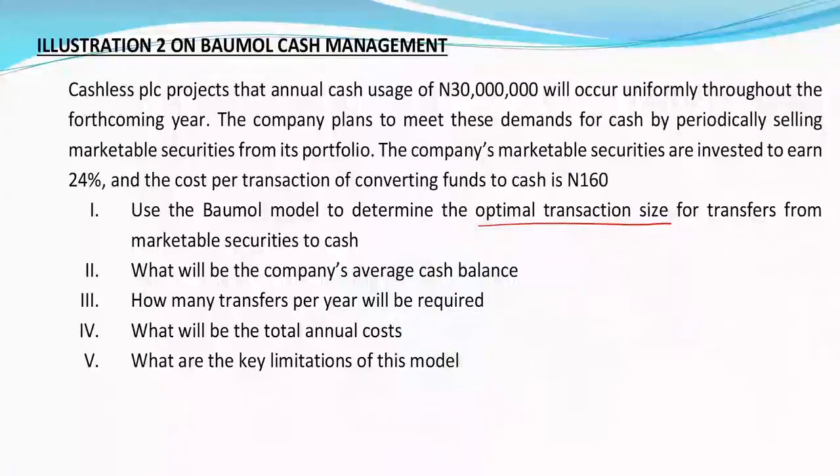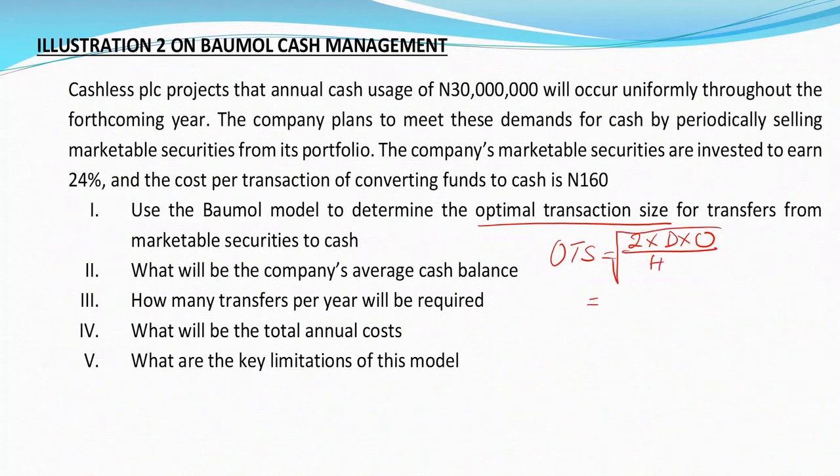This question should be able to help us. Examiner says, using the Baumol model, determine the optimal transaction size for transfers. Now, optimal transaction size in Baumol model is same thing as EOQ. Okay, so optimal transaction size is 2 times our demand. Demand is annual usage times our ordering cost, which is the transaction cost, all over the holding cost.